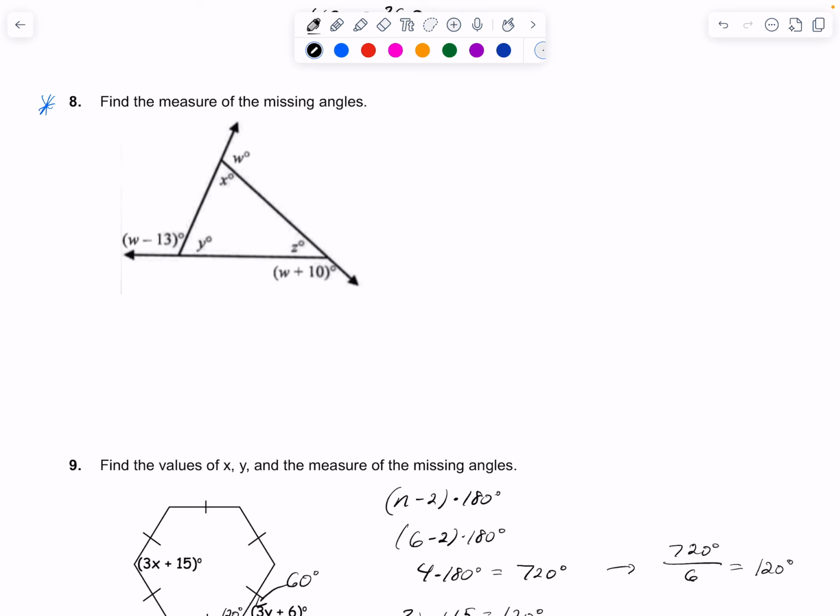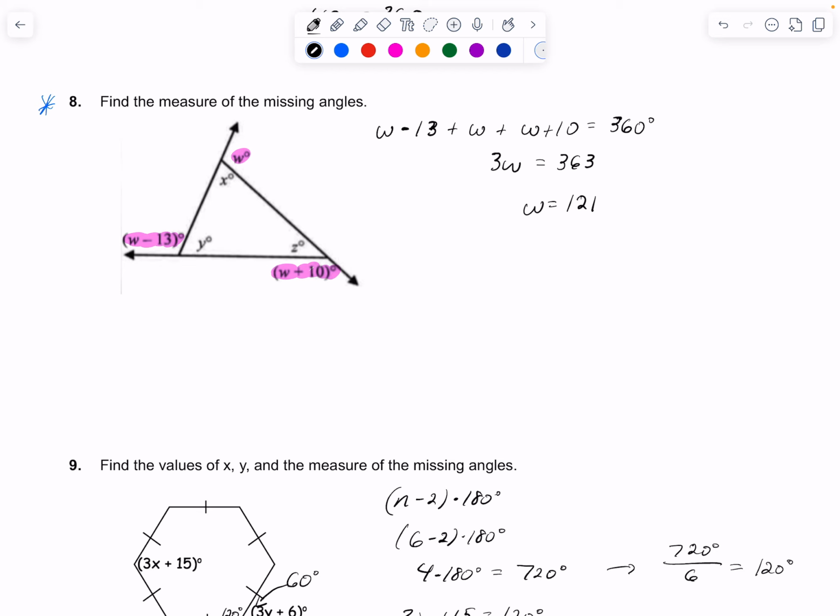We're going to find the measure of these missing angles, the x, y, and z. Now, I'm going to use my understanding from the last theorem in those notes that the sum of the exterior angles, so these exterior angles, is going to be 360. So I'm going to write w minus 13 plus w plus 10 equals 360 degrees. This will allow me to find w first. So that's 3 w's, and negative 13 plus 10, which is negative 3. When you move it over with addition, you get 363. So w is going to be equal to 121.